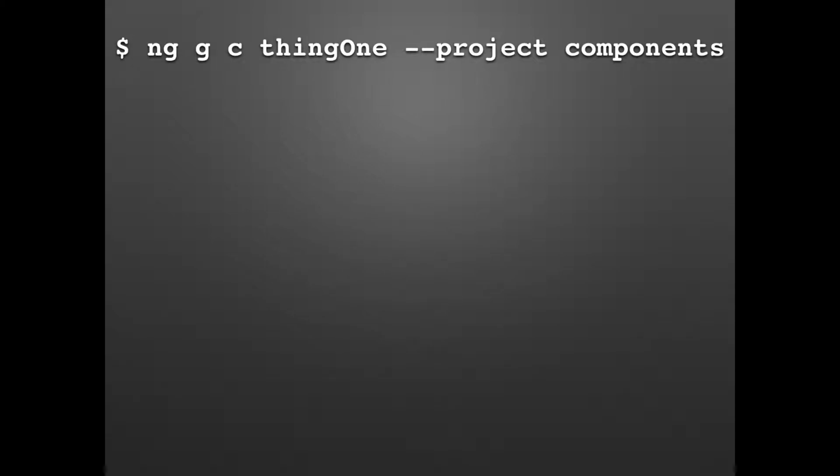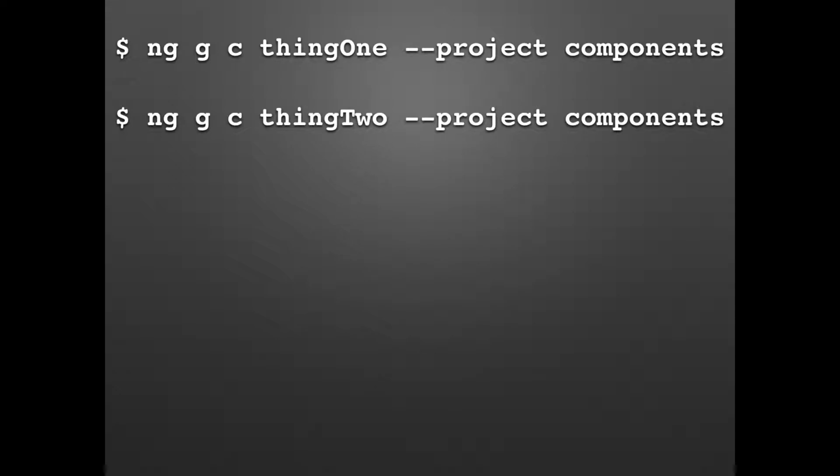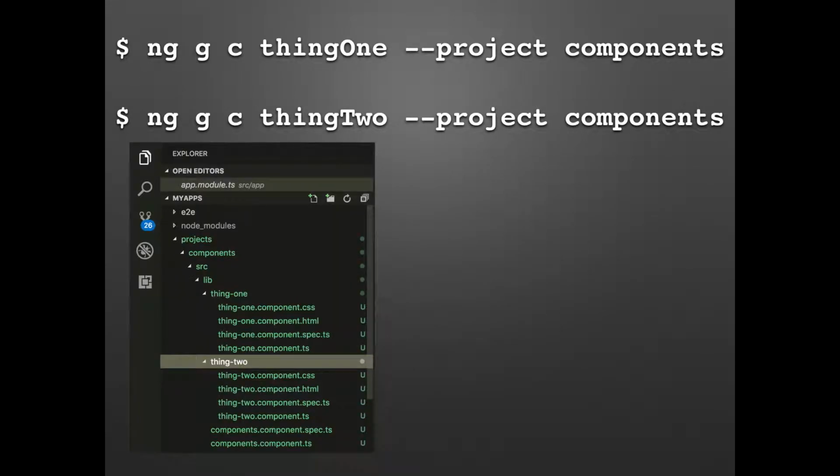Let's create a component that we will then share. We'll call it thing1 or thing2, I don't care. ng g c thing1 --project components. This should go quick, taking only a moment. If you created thing1, now you know what to do. Please go ahead and create a thing2. But if it was thing2 you created first, then create a thing1. Oh, I wish I'd rehearsed.